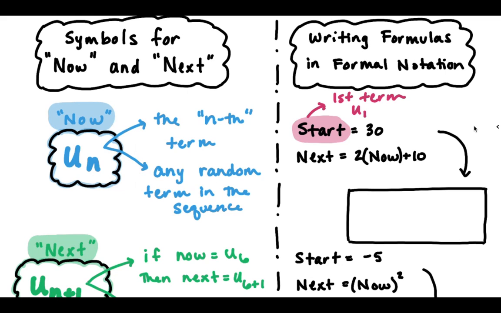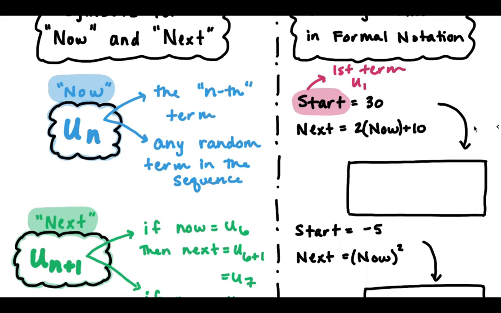Okay, and then we just learned our symbols for next and now. So next is the symbol u sub n plus 1. And now is the symbol u sub n. Okay, so when I write my formal version, I'm going to keep everything the same, except I'm going to replace these words with their symbols. So instead of start, I'm going to write u sub 1 equals 30. That's another way of saying the first term equals 30.